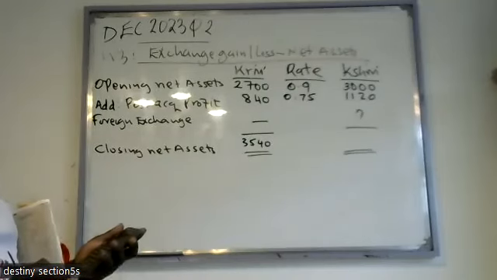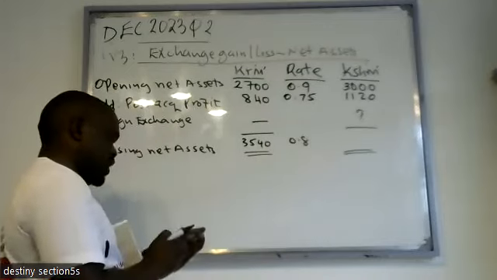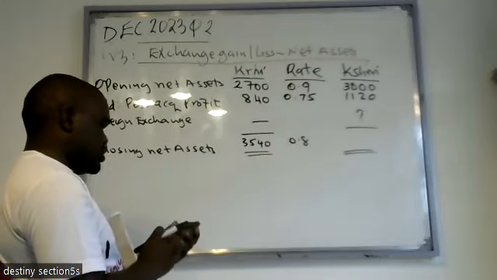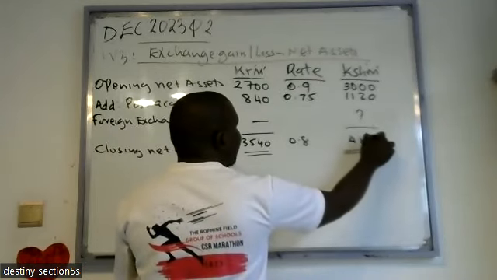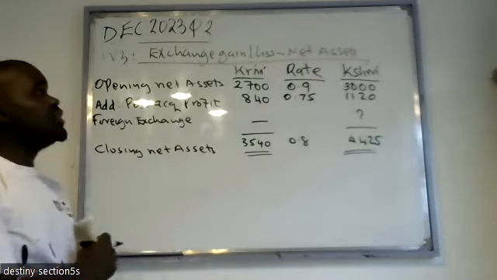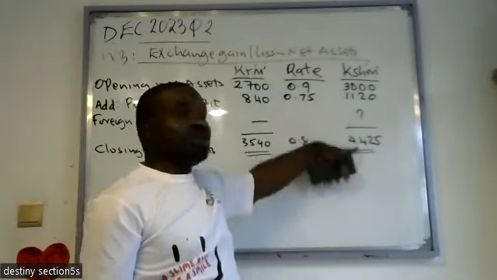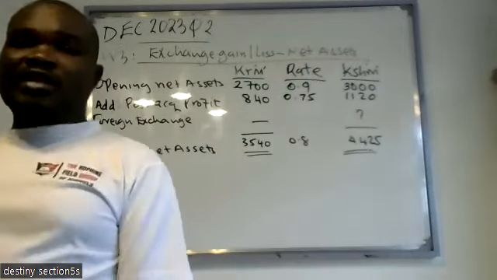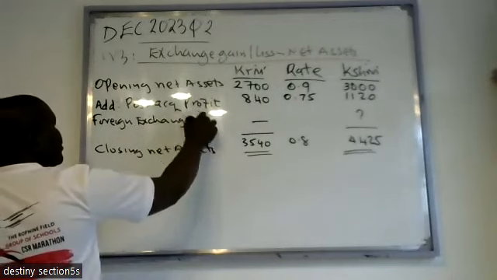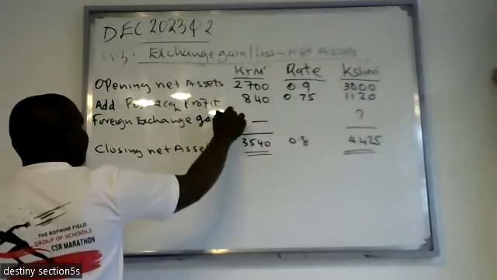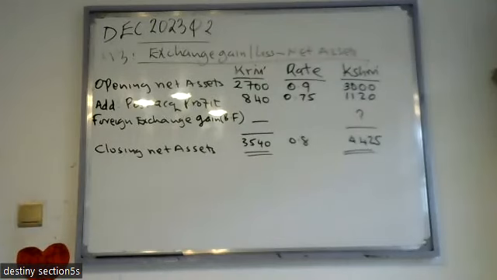At the closing rate is 0.8. So you divide by 0.8. You get 44.25. What is the foreign exchange gain? There is an increase because this is 41.20. So from 41.20 to 44.25, that increase is a gain. So that's a foreign exchange gain, BF, balancing figure. Of how much? Give me that difference.